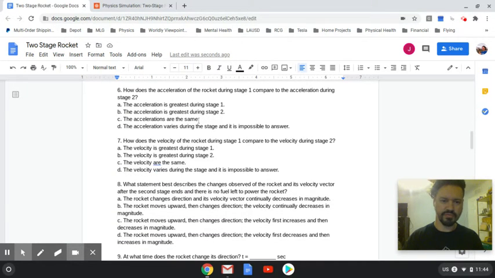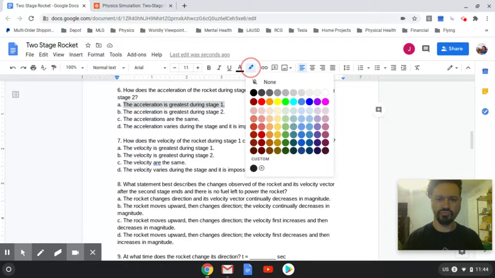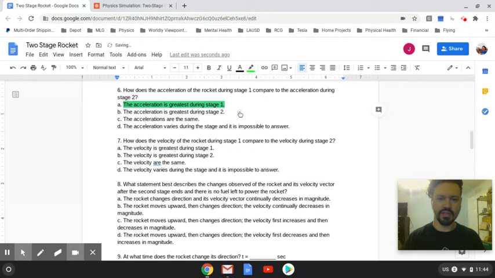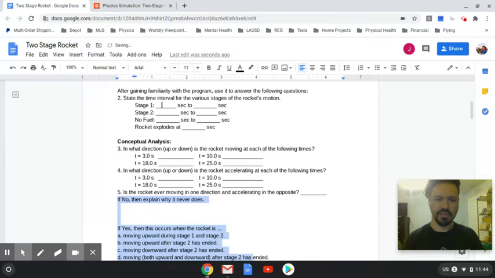For these, let's say that you thought A was the answer for number 6. My computer's kind of slow. You could just highlight this and turn it green or something like that. And then I can see, okay, that's the one you chose. Cool. So that's how you can do that. Easy.